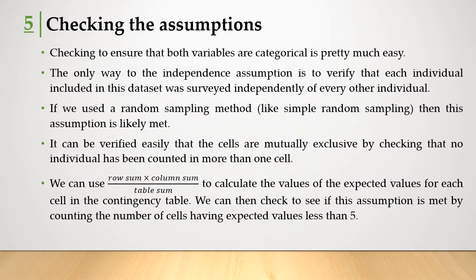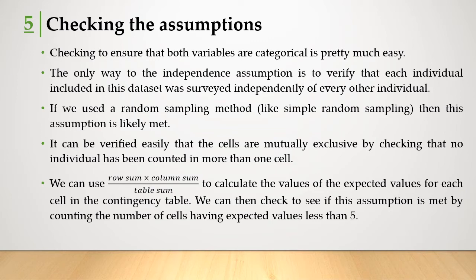categorical. So the only way we can check this independence assumption is to verify that each individual included in the data set was surveyed independently. So we talked about randomized design. Yes. So you should have a randomized design. Then if the data is collected through that means, then we can say that the independence assumption is satisfied. Otherwise, we'll put a question mark on that.